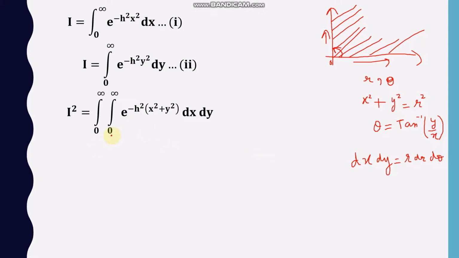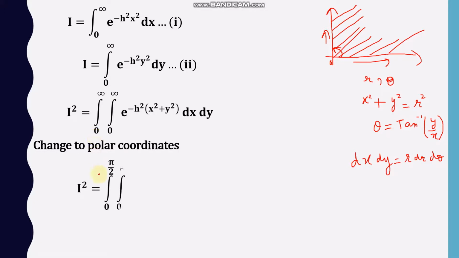So first thing, the integral is of r. R is changing from 0 to infinity. Theta is changing from 0 to pi by 2. So these will be the limits. E raised to power minus h square, r square. X square plus y square will be changed to r square. Dx dy will be changed to r dr d theta. So these are the changes which we have done here. Now we have to solve this particular integral.